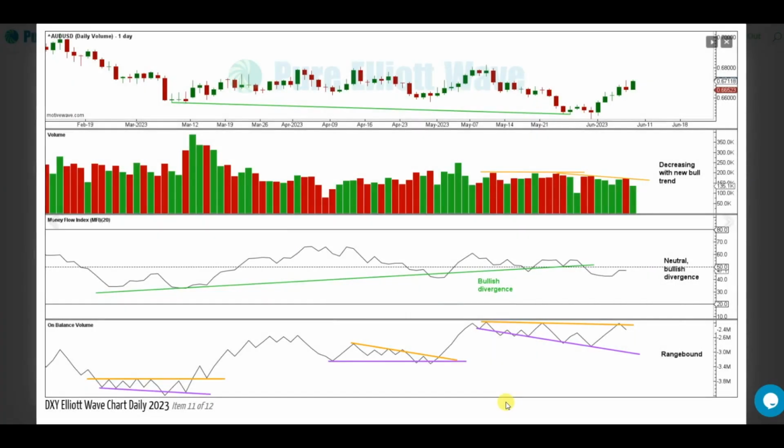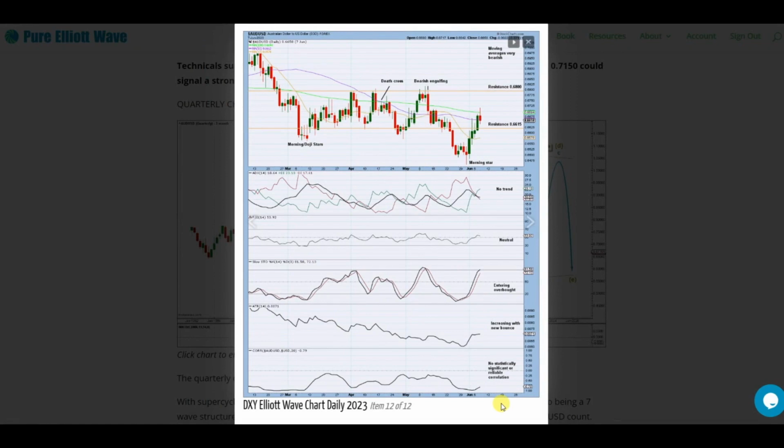On the daily technicals, you can see the volume overall has been decreasing with the new bullish trend upwards. Money flow had some longer term bullish divergence with price making lows and money flow making highs, which was realized here with a short-term bullish uptrend following that. Unbalanced volume is still trading within this range here. For the daily technicals, you'll see this somewhat supports the alternate wave count with the bounce expected.